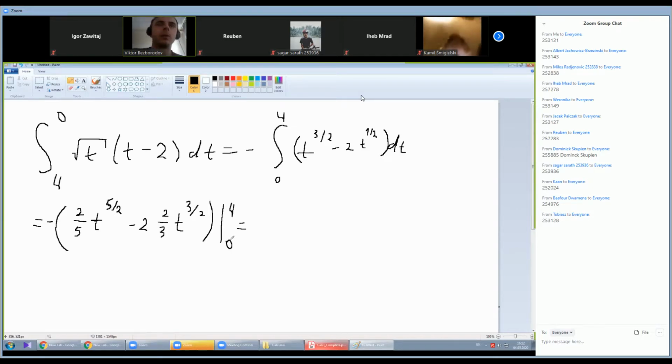Now we compute. So it's going to be minus 2/5 t to the power. First I plug in 4, right? So 4 to the power 5 second. So 4 to the power 5.